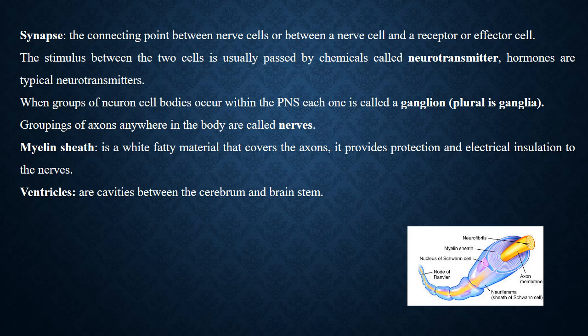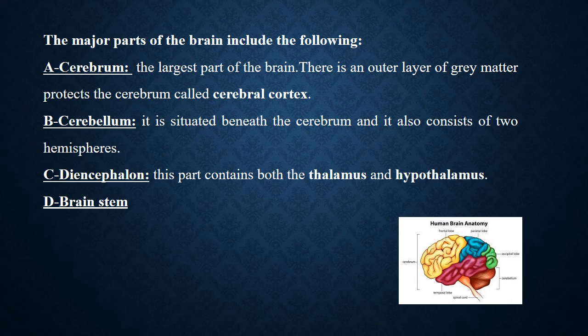Ventricles are cavities between the cerebrum and brain stem. The major parts of the brain include the following: A. Cerebrum, the largest part of the brain. An outer layer of gray matter protects the cerebrum, called the cerebral cortex.